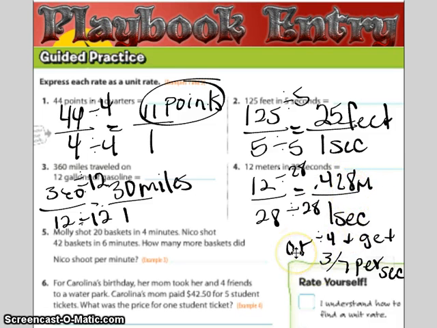Or you can reduce 12/28 to 3/7 by dividing by 4, and you actually get 3/7 per second, which is the same thing as this decimal, because this decimal is roughly this right here in fraction form. So either way, you can do one or you can do both.